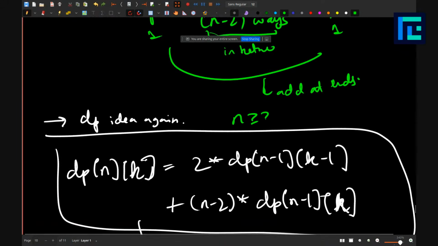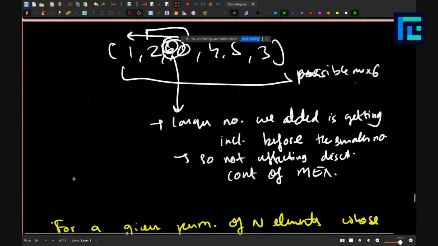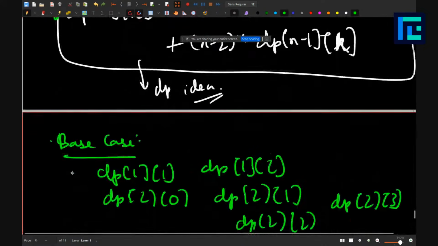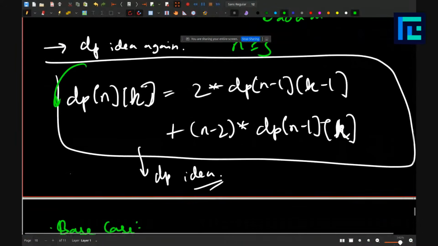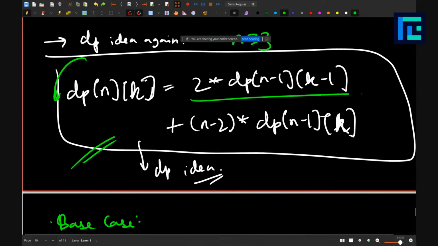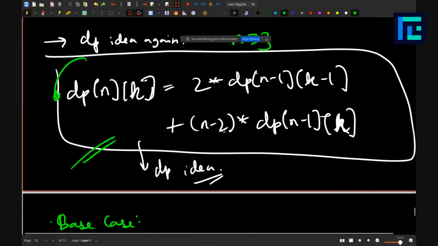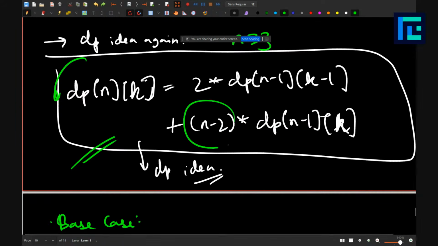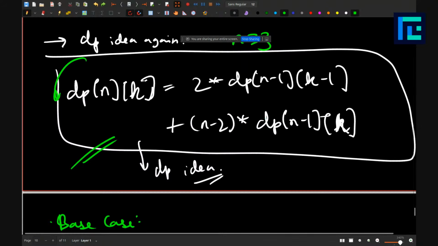And then for n greater than or equal to 3, each is derived from the previous n by adding the largest element in between or at the sides, right? We already showed if you add in between, this happens. If you add at the sides, this happens. There are two ways to add at the sides. There are n minus 2 ways to add in between. So that's why this is our formula using basic combinatorics.